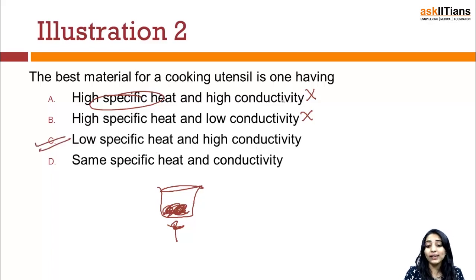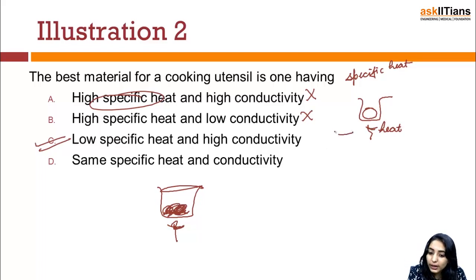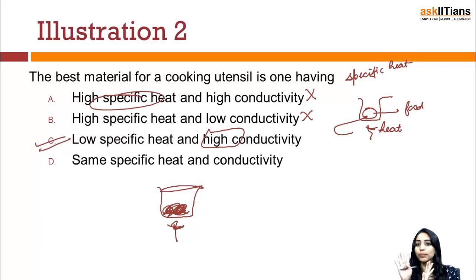Now what do we mean by specific heat? See, if you have a utensil and you are keeping your food over here and heating it, you are cooking the food. The basic purpose is that whatever amount of heat you are providing should go to the food so that it gets cooked. Now for this to happen, you actually need high conductivity. Then only will the heat be transferred from the utensil to the food. So the second part of the third option is okay.